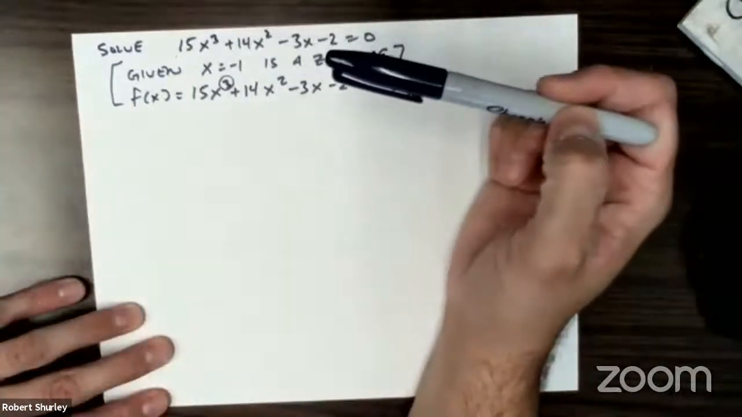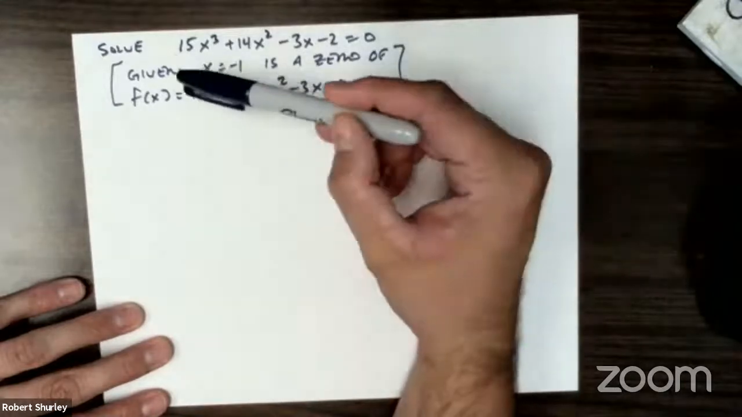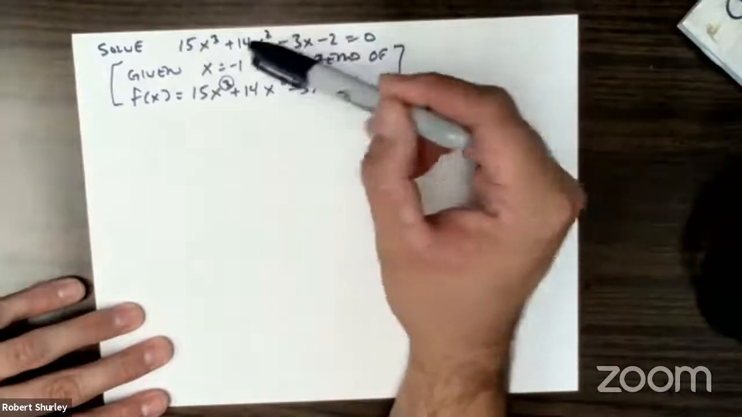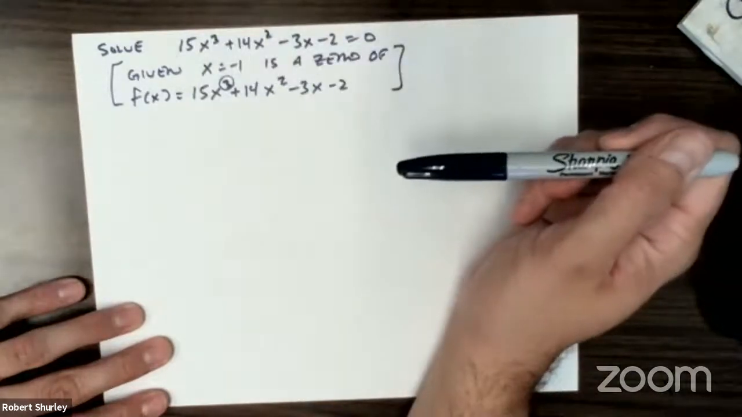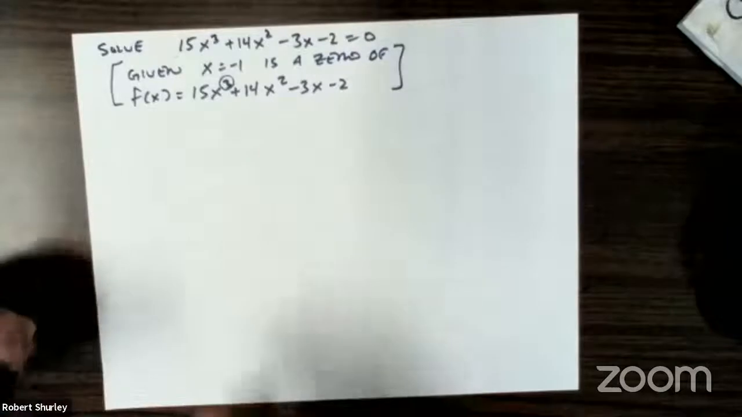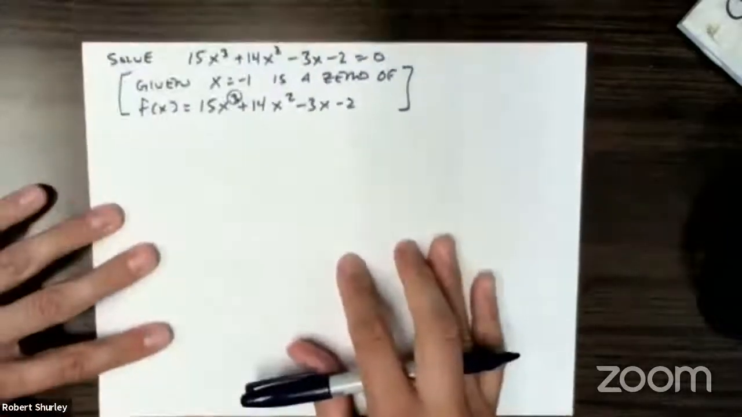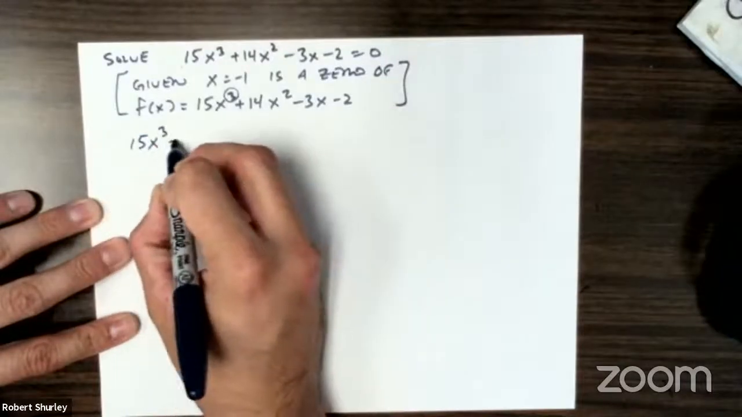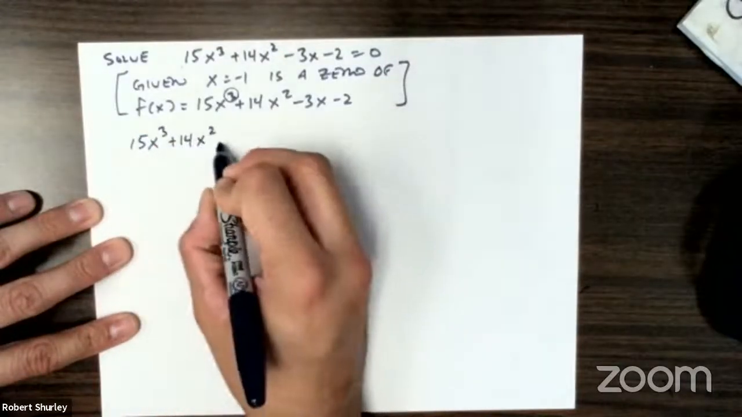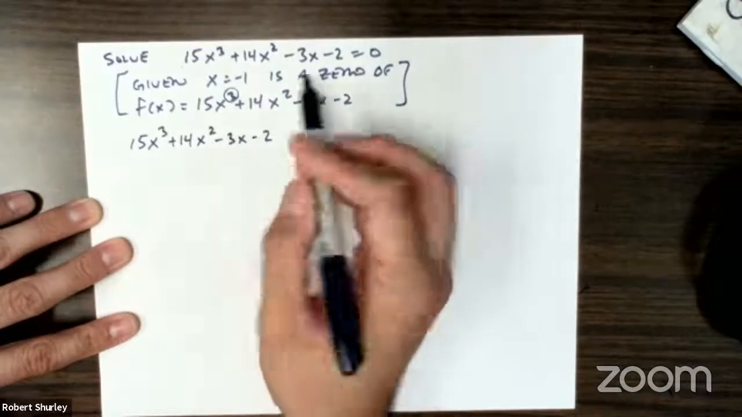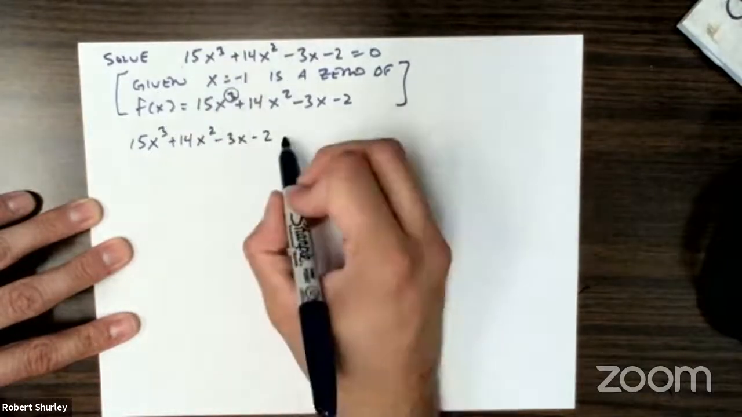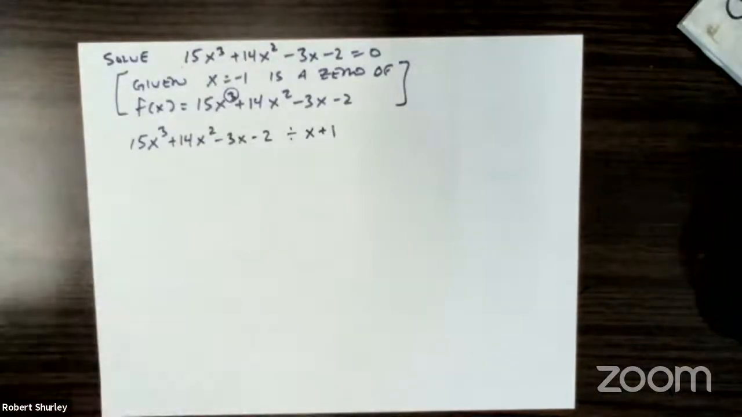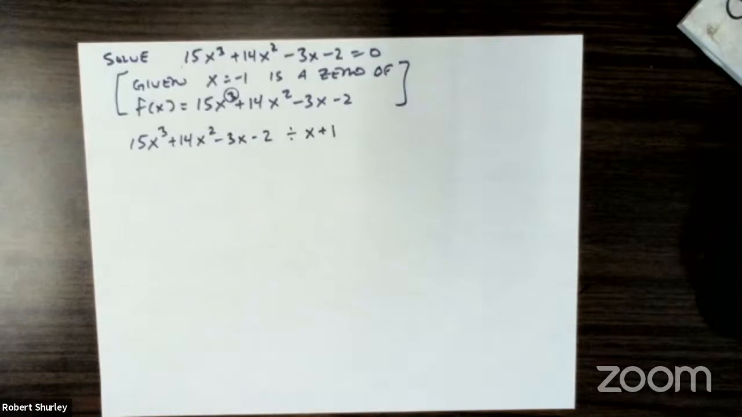So let me show you the first step here. Given x equals -1 is a 0 of this function, I'm going to solve for all 3 solutions, and where I have to start is synthetic division. What I'm actually doing is taking 15x cubed plus 14x squared minus 3x minus 2, and because -1 is a solution, I'm going to divide it by x plus 1.